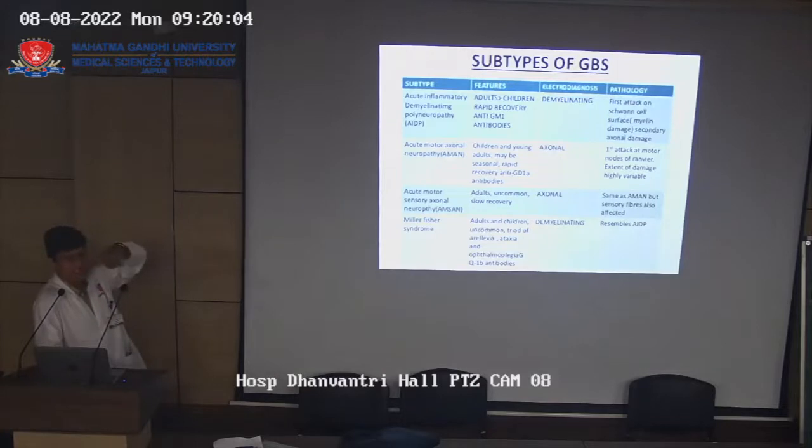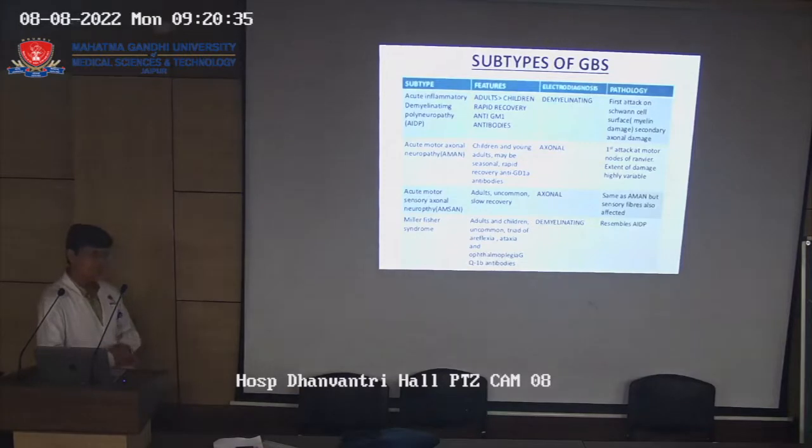Whenever demyelination is there, we will get slowing of the conduction velocity as well as conduction block in the nerve conduction study. And when there is only the axonal form, you will get reduced compound action potential. So in AIDP, there is a predominantly demyelinating type. There will be first an attack on the Schwann cell surface, and then secondary axonal damage. So first there is demyelination, and then there will be axonal damage.